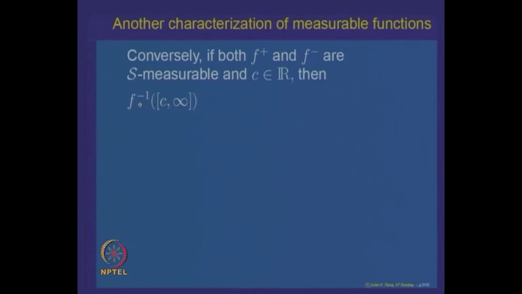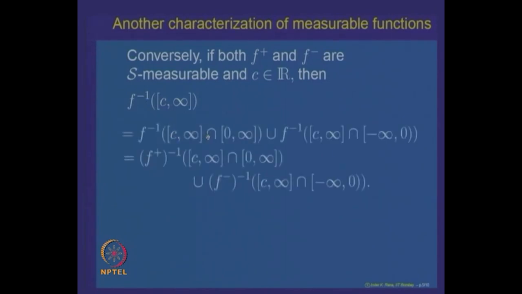So, now let us observe that the inverse image of the interval c to infinity can be decomposed into two parts, namely f inverse of the intersection of c to infinity with 0 to infinity, and the intersection of this interval c to infinity with minus infinity to 0. So, this interval c to infinity is decomposed into two parts, its intersection with minus infinity to open interval 0, and its intersection with closed interval from 0 to infinity. So, f inverse of c to infinity is nothing but the inverse image of the part of the interval which lies in the positive part, and the inverse image of the part of the interval which lies in the negative part.